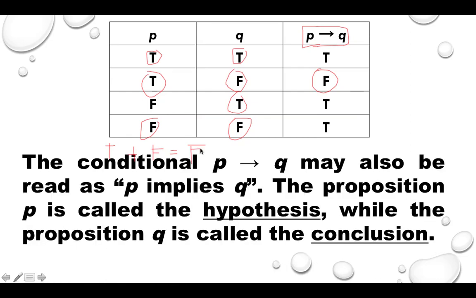So the conditional P implies Q may also be read as if P then Q. The proposition P is called the hypothesis, while the proposition Q is called the conclusion.